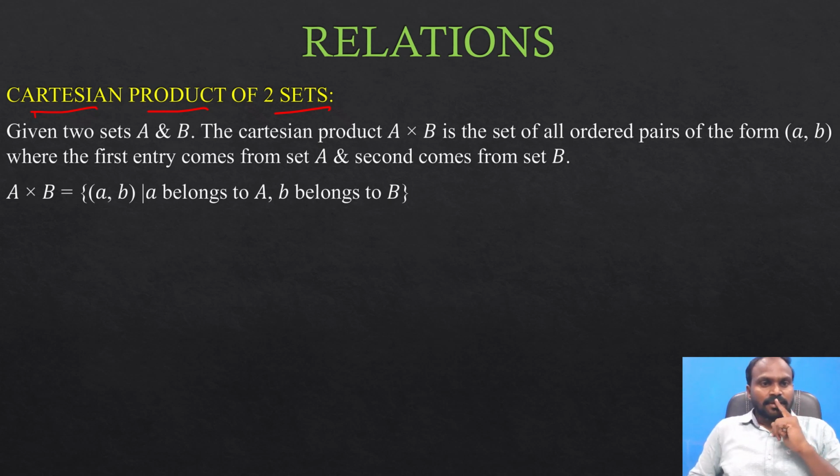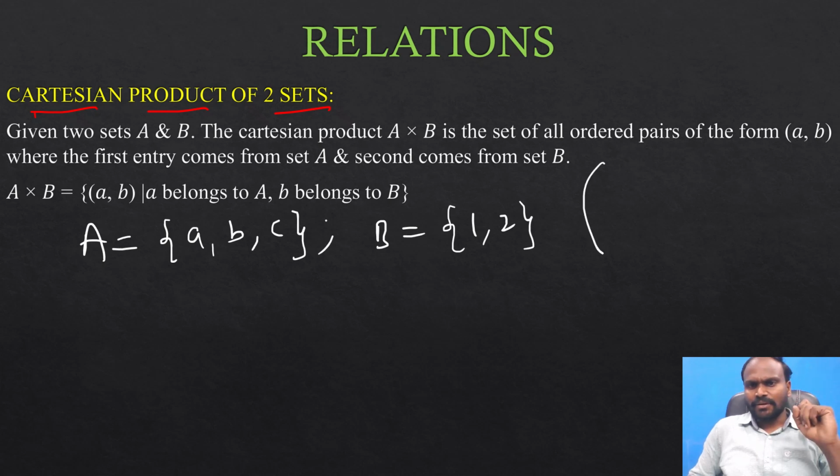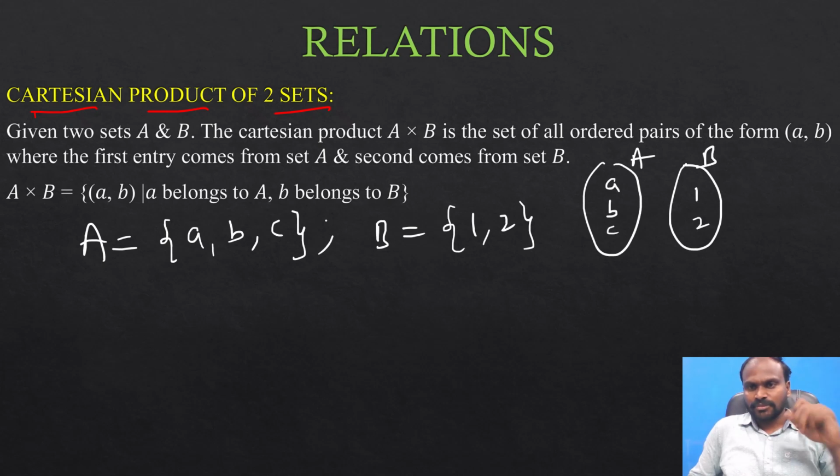If you take any two sets, for example A is equal to {a, b, c}, and B is equal to {1, 2}, you can simply write A here and B here, with a, b, c and 1, 2. How many mappings we can do, that is what we're going to discuss here.